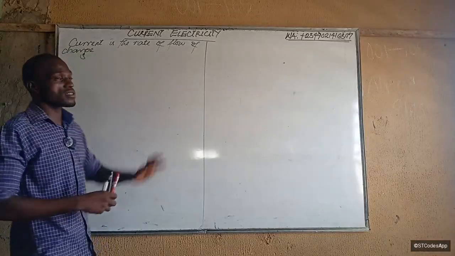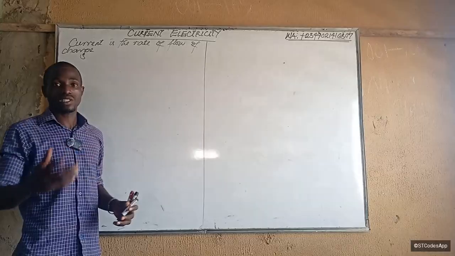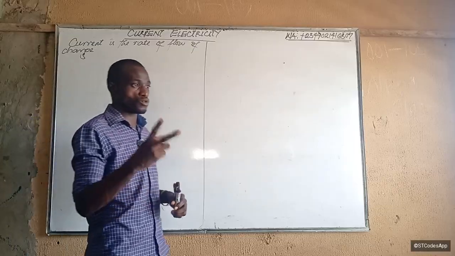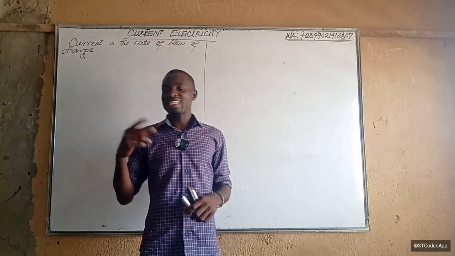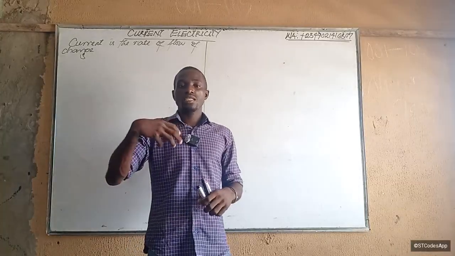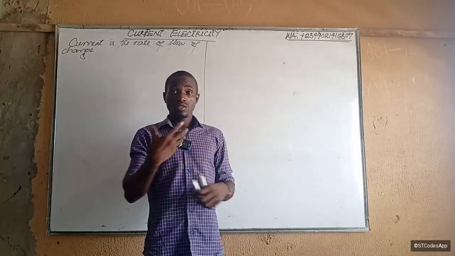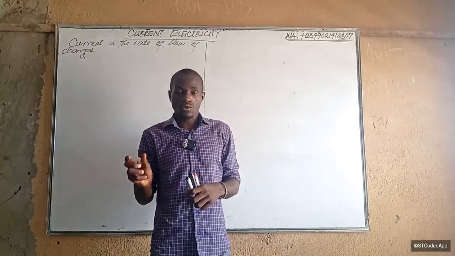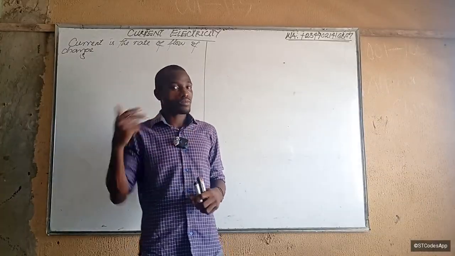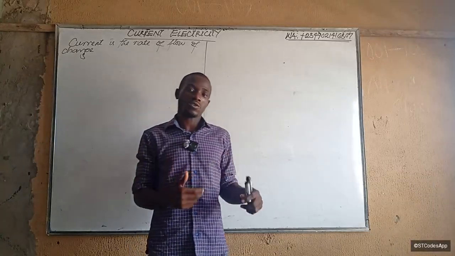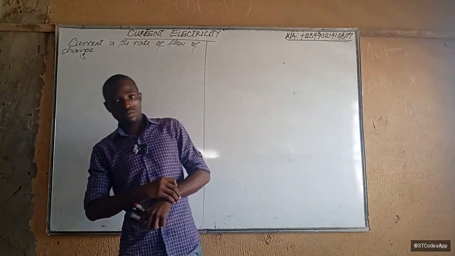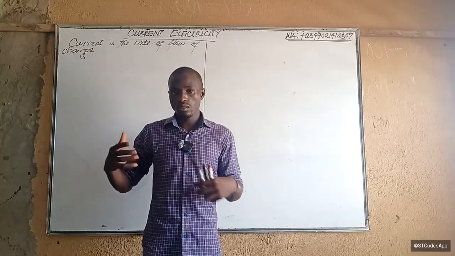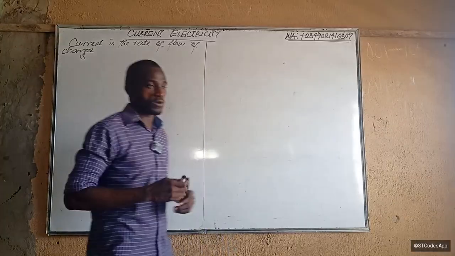So like I said, current is the rate of flow of charge. So when charges are moving, we say current is produced. Keep in mind that there are two charge carriers, the protons and the electrons. Within the atomic nature of matter, it is electrons that actually move, not protons. So when we say electricity is being conducted, current is passing through a conductor, then we mean to say that electrons are moving.